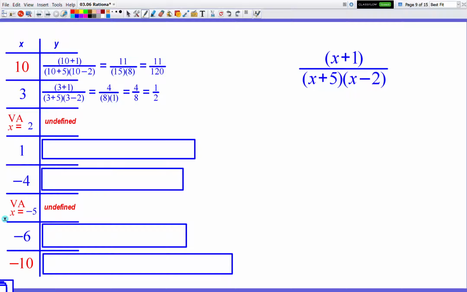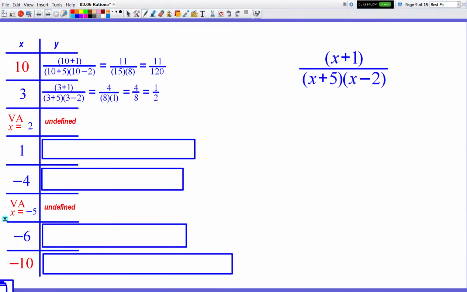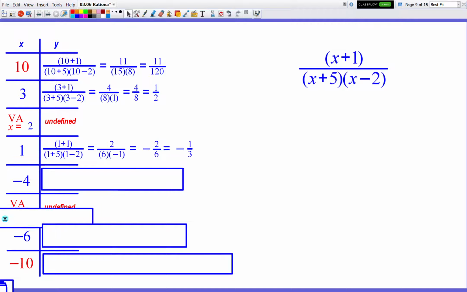3, half. Okay, right there. All right. I think when I plotted 10, I said 11/20. It's 11/120. Sorry about that. Okay, and then we're going to plug in 1. So crunch all the numbers, you get -1/3.